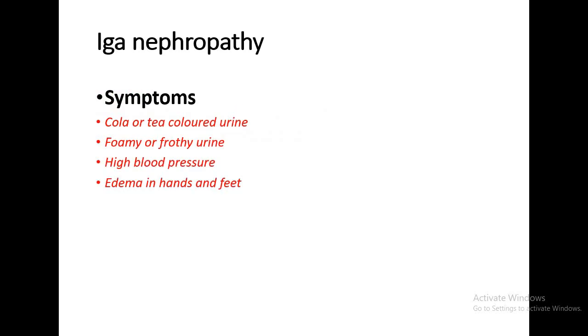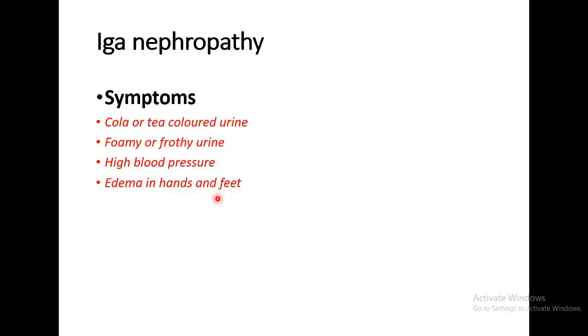So the symptoms of IgA nephropathy would be just like in nephritic syndrome. There will be cola or tea-colored urine as a result of hematuria. There will be foamy or frothy urine as a result of proteinuria, and there will be high blood pressure due to increased GFR and as a result of renin-angiotensin-aldosterone activation. And in addition to all this, there will be edema in the hands and feet.